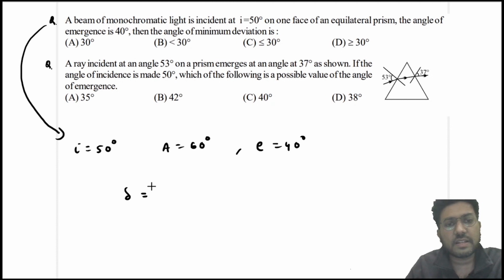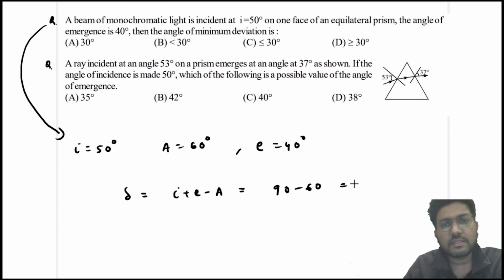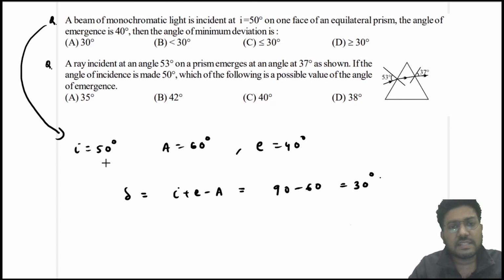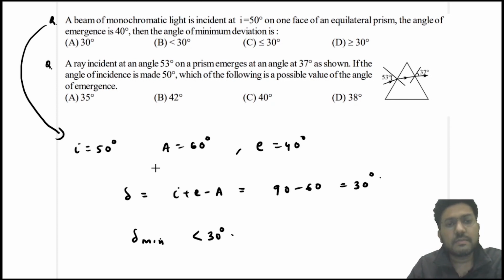So deviation delta in this case will be equal to i plus e minus A, and that will be equal to 90 minus 60, and that is equal to 30 degree, right? So the deviation here is 30 degree. Now they have asked you the minimum deviation. Obviously this is not the minimum deviation condition, so deviation minimum will be less than 30 degree, because if the deviation in this case is 30 degree, the minimum deviation will be less than 30 degree. So you will say less than 30 degree, right?